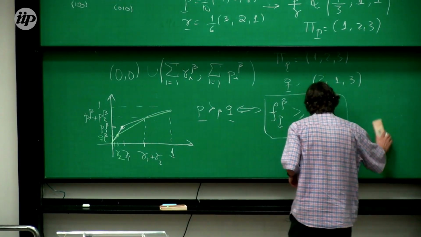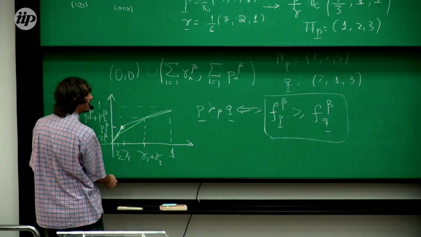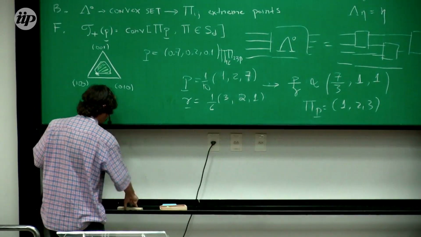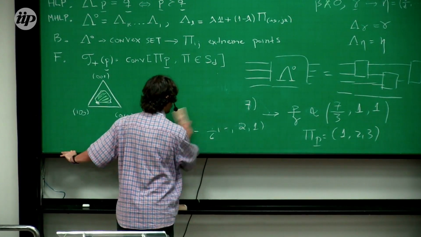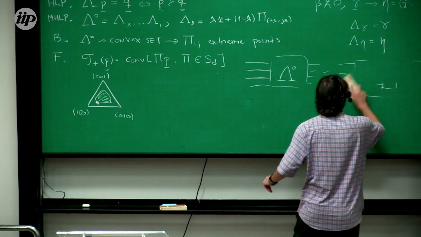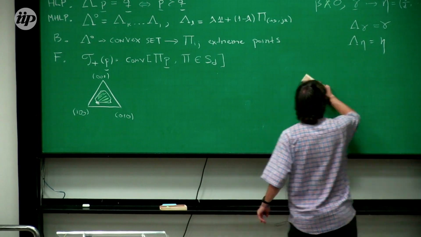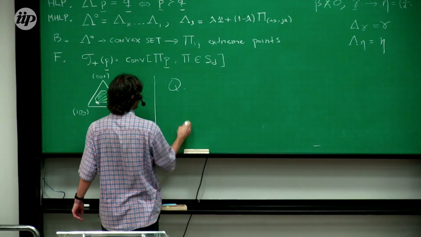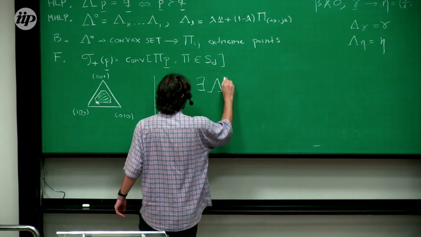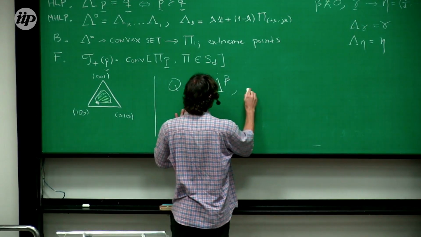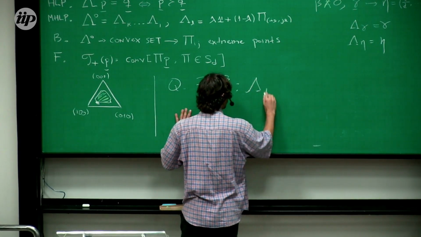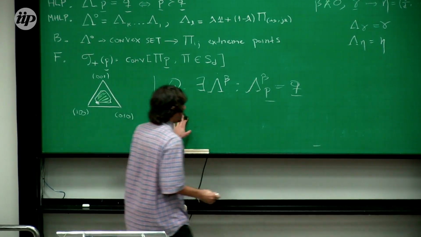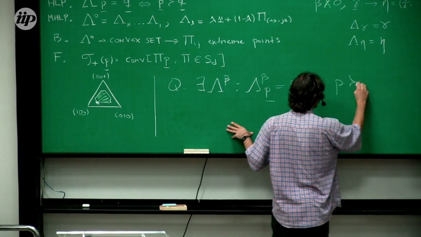Okay, nice. So basically, the claim that I'm making here is that we are precisely answering the question of whether there exists a Gibbs-preserving matrix such that if I take P, I get Q. And the answer here is precisely that P has to thermomajorize Q.